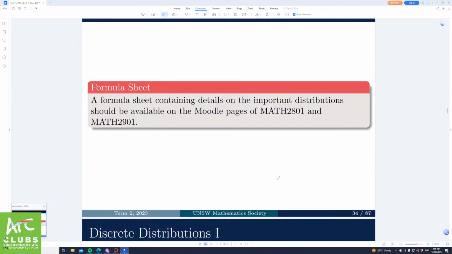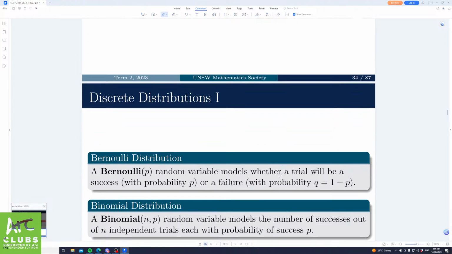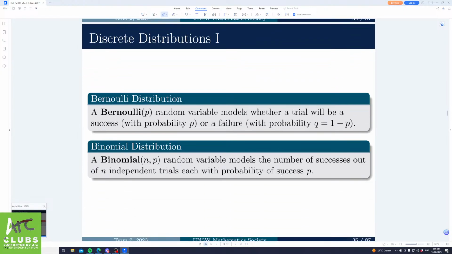So you're going to be getting a reference sheet in your final, so it's all right to, I guess, forget about them. But we're going to go more through what they intuitively represent.